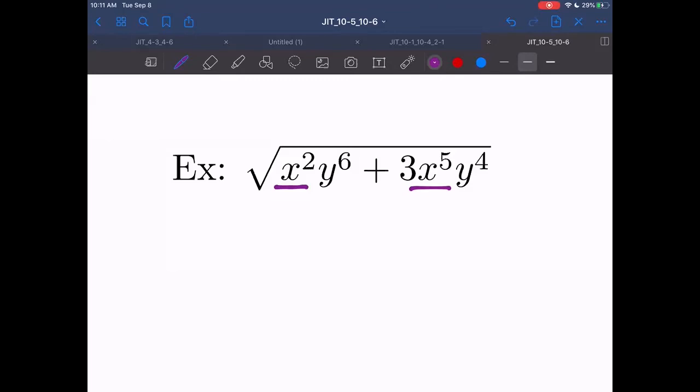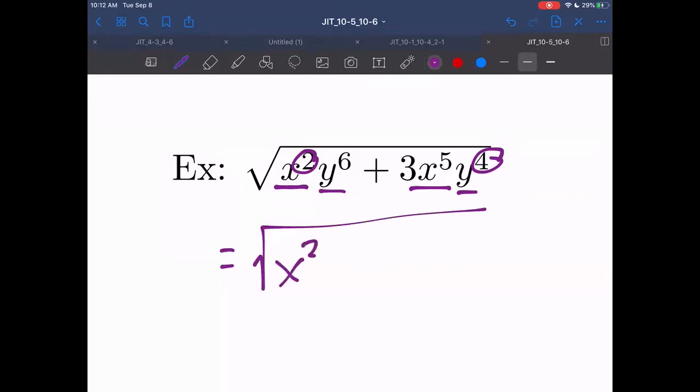So I can pull out an x squared. I can also pull out a y to the fourth, which is y squared squared. Okay, so factoring that out, I'll factor out my x squared and my y to the fourth, and that'll be times y squared plus 3x to the third.